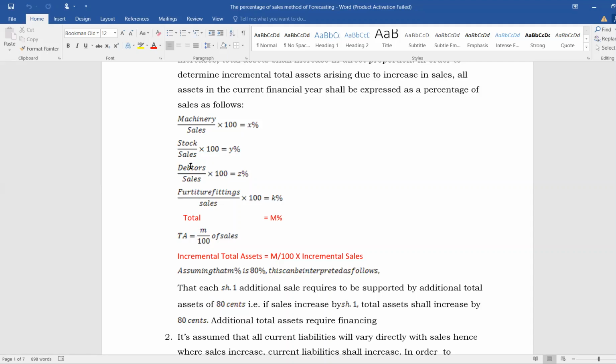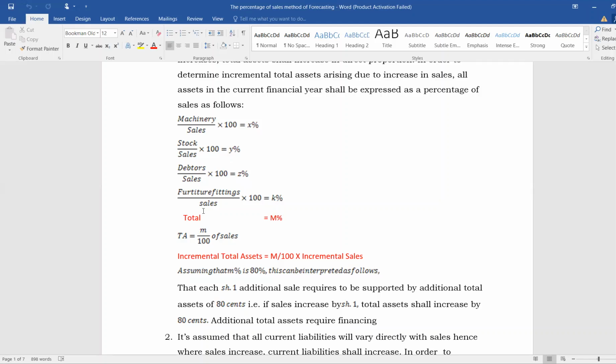The value of debtors, sometimes referred to as accounts receivable, divided by sales times 100, probably gives you Z%. Furniture and fittings, divided by sales times 100, gives you something like K%. Assuming these are the only assets in the most recent statement of financial position, we express each of those assets as a percentage of sales, and then sum up these percentages: X plus Y plus Z plus K. This gives us a total of M%.